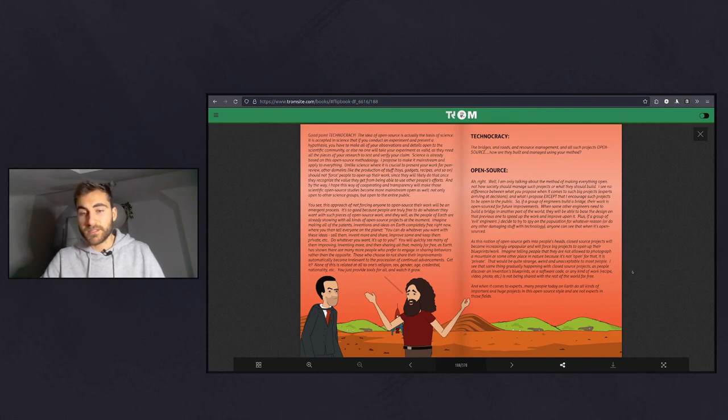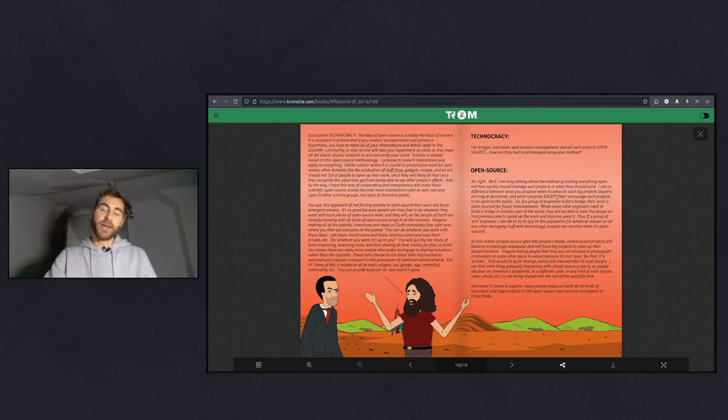Because, for example, imagine telling people that they are not allowed to photograph a mountain or some other place in nature because it's not open for that, it's private. That would be quite strange, weird, and unacceptable to most people. And open source sees that same thing gradually happening with closed source projects, as people discover an invention's blueprints or a software code or any kind of work, recipe, video, photo, etc. is not being shared with the rest of the world for free.